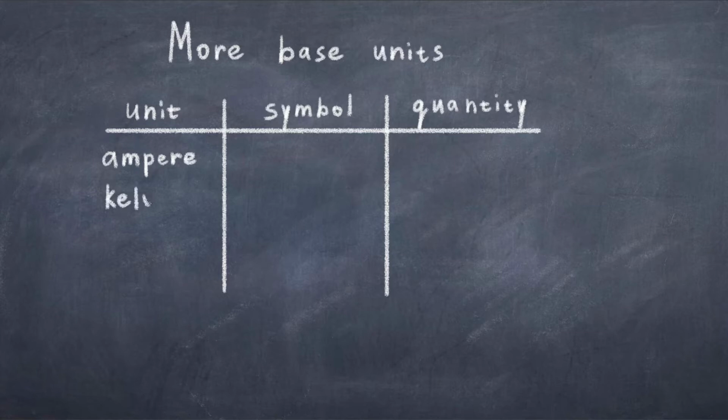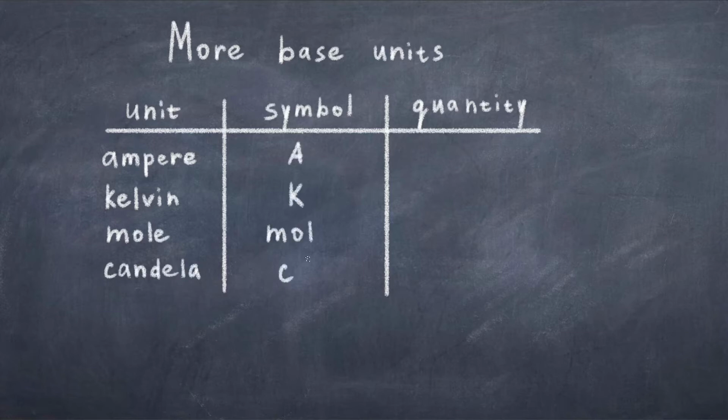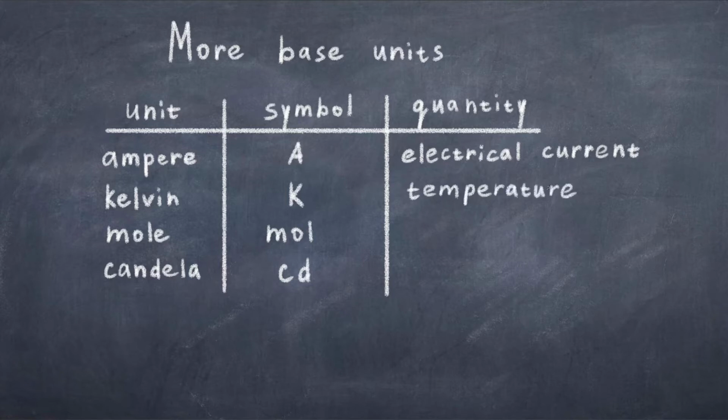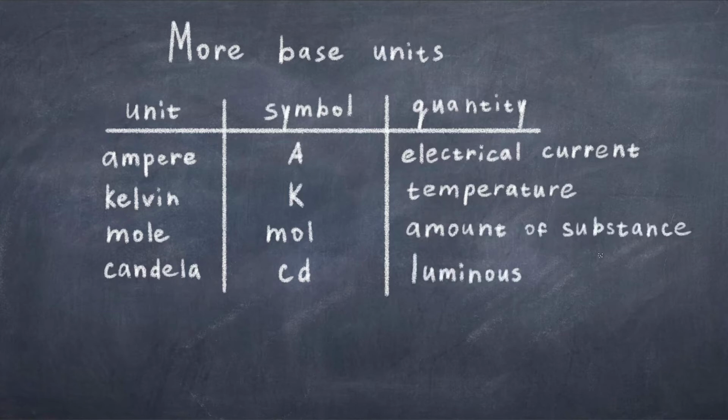Then we have the mole, or mol, which is very important in chemistry, and it's used to measure amount of substance. Finally, we have the last unit, candela, or in short cd. This unit most people never really use, but it's used to measure luminous intensity. Usually the unit lumen is used when discussing light, but this unit is actually derived from candela.